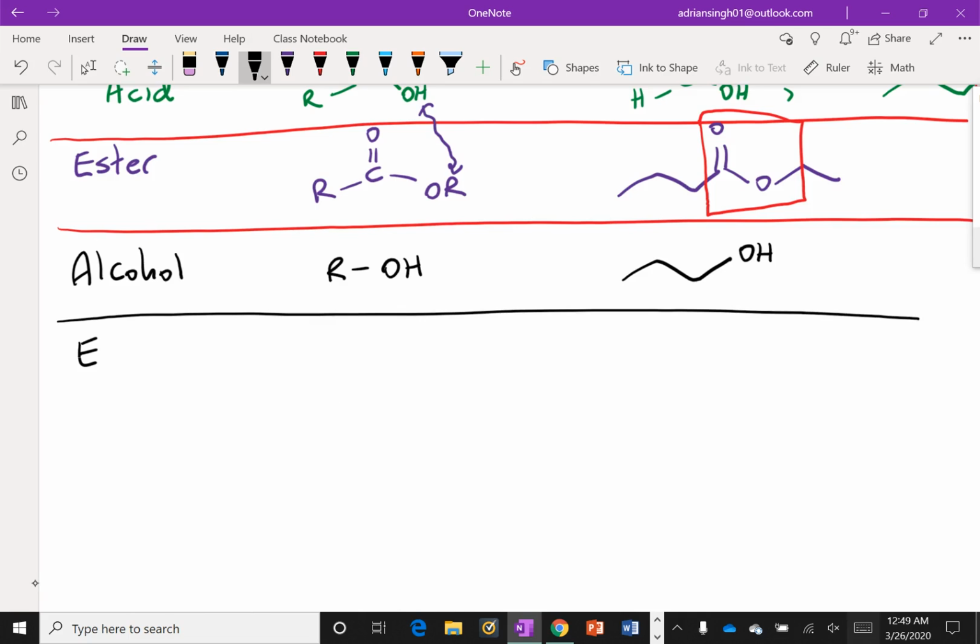We have another compound where the name looks similar to an ester, but this is actually called an ether. An ether is going to have an R group, a carbon-containing group, connected to an O, and that's connected to another R group or another carbon on the other side. So for instance, let me redraw that really quick.